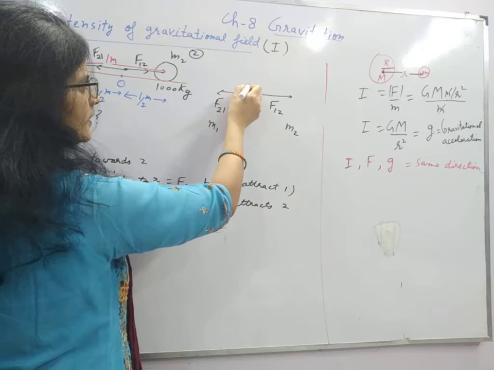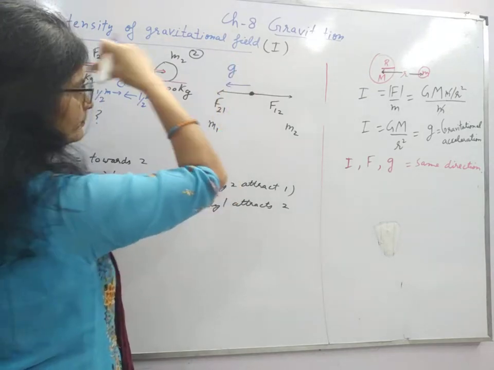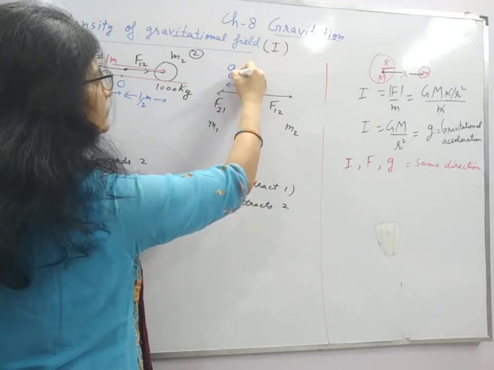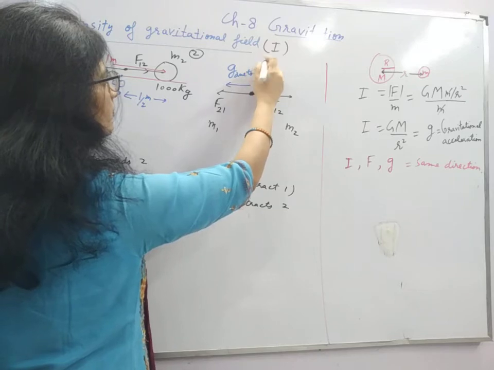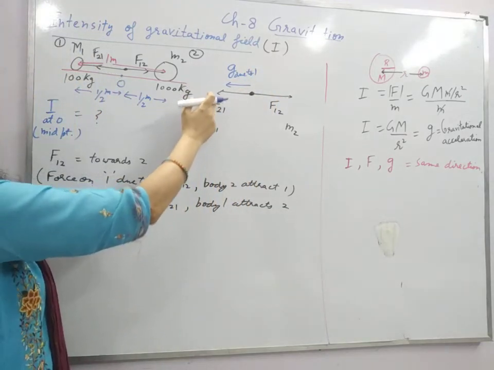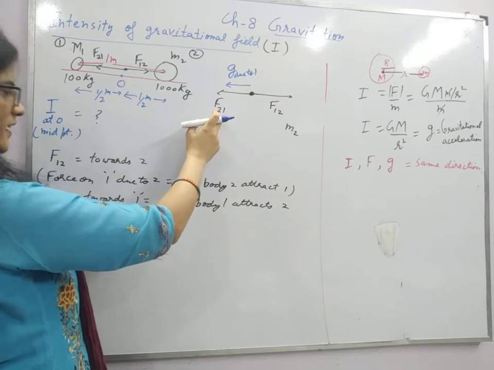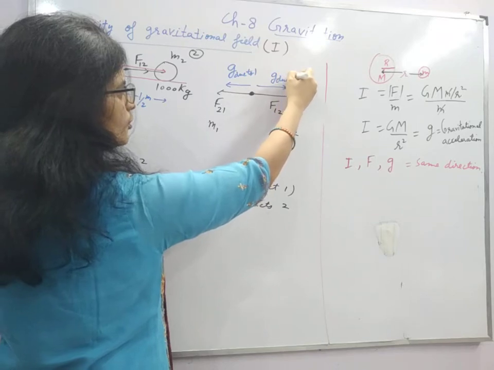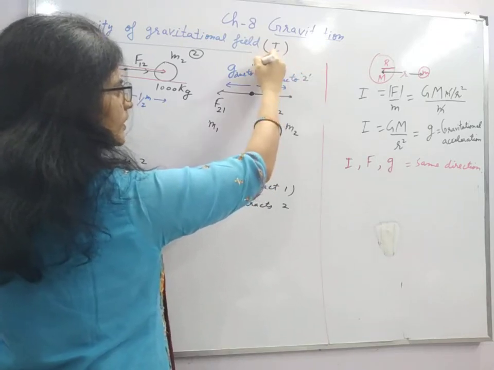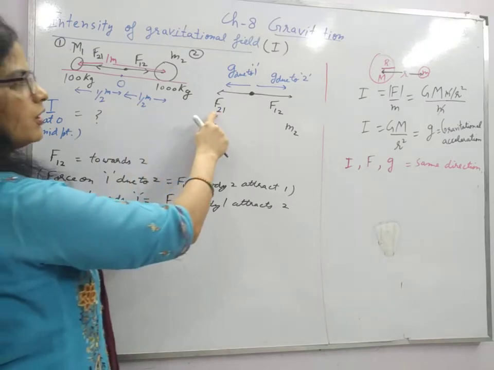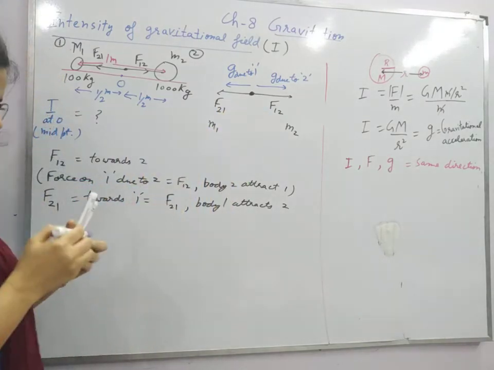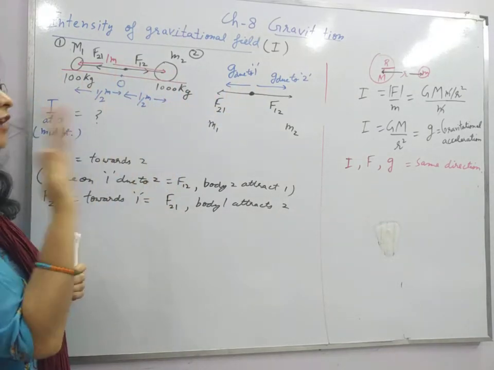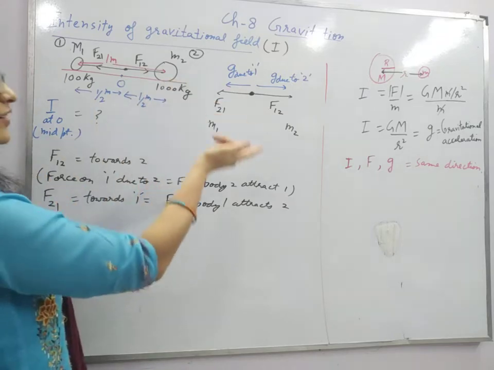So I can say that gravitational intensity due to 1 will be this way, because the force due to first on second is this way, and gravitational intensity due to 2 is attractive. Simply, if you are unable to recall these suffixes, you can understand that wherever the attractive force due to that mass is, that will be the direction of gravitational intensity or intensity of gravitational field.